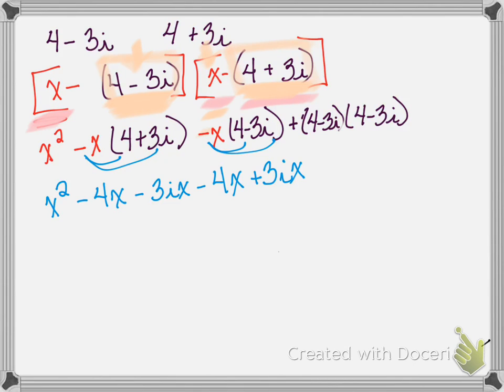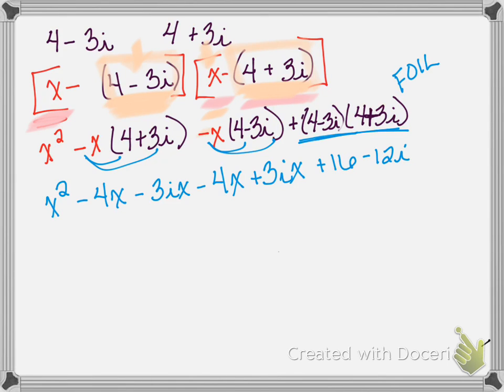Now here I have my complex conjugates, and I'm going to multiply them together using FOIL. Because I have a binomial times a binomial, I'm using FOIL here. 4 times 4 is 16. 4 times negative 3i is negative 12i. And that second binomial is plus 3i right there. That should be plus 3i. And that's how we want it.